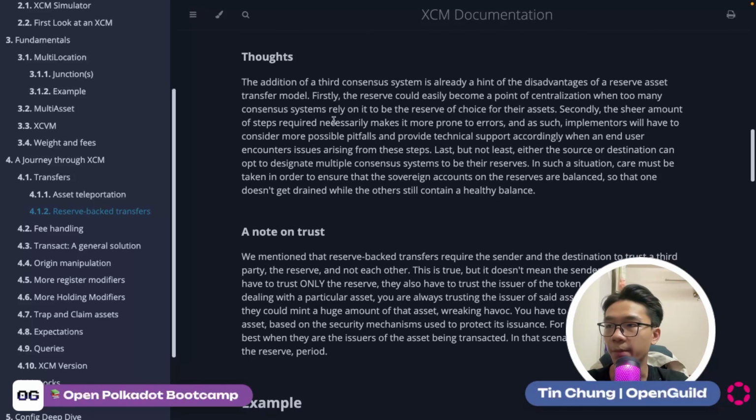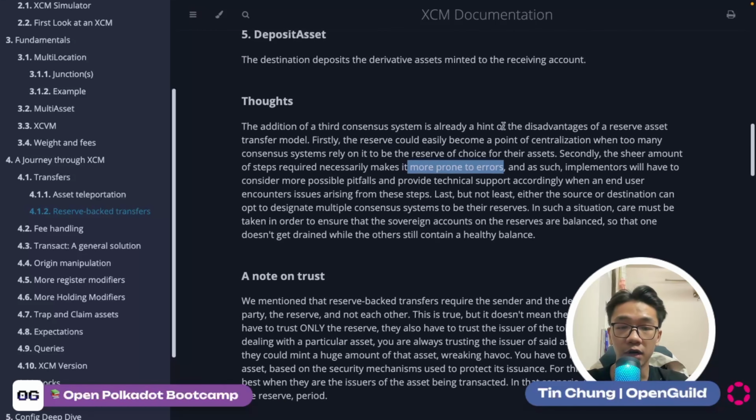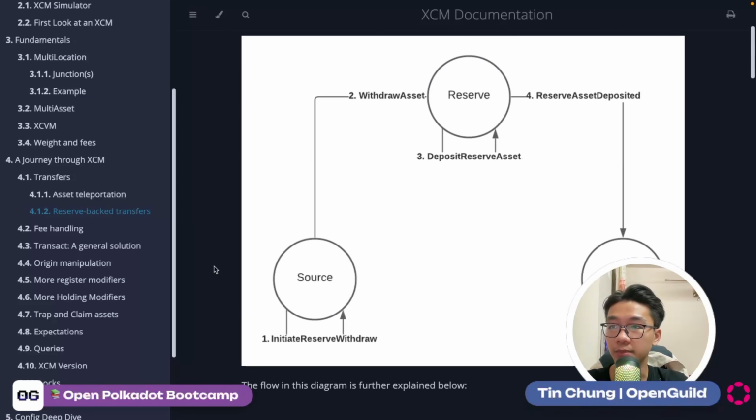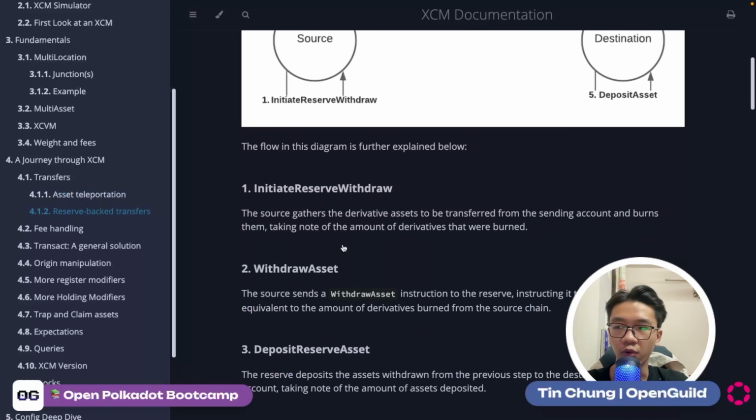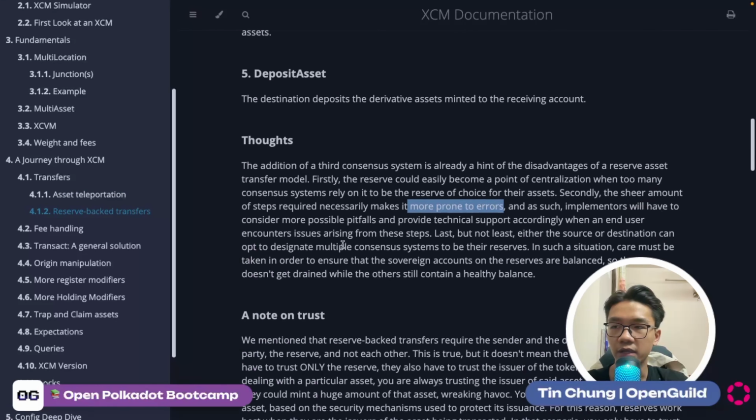And secondly, the sheer amount of steps required necessarily makes it more prone to error. As you can see in the diagram, more instructions happen compared to teleport. You have to initiate withdraw, then deposit, then reserve asset deposited, and then deposit asset. There are 5 instructions in total. However, in asset teleportation, you only have 3 instructions in total. So the implementer has to consider more possible pitfalls and provide technical support accordingly when an end user encounters an issue arising from this step.